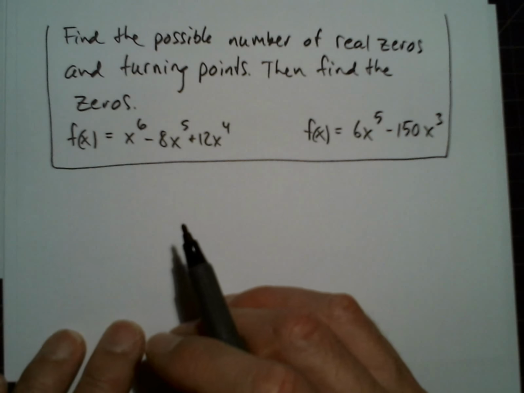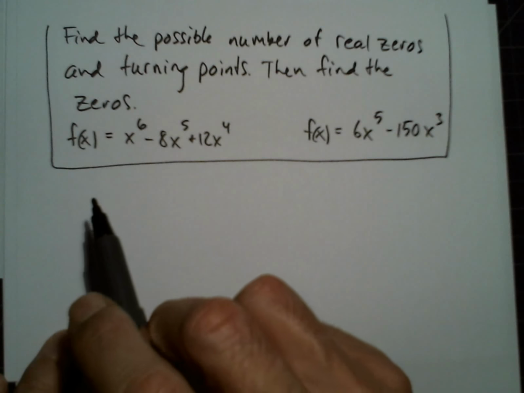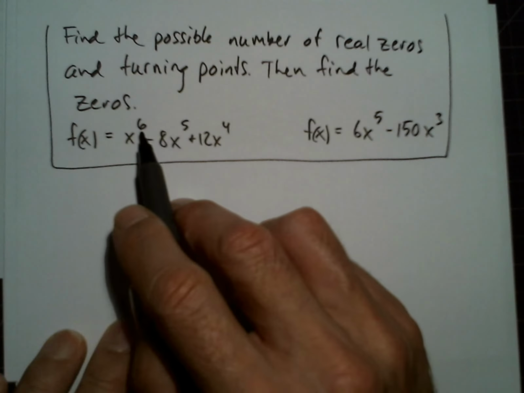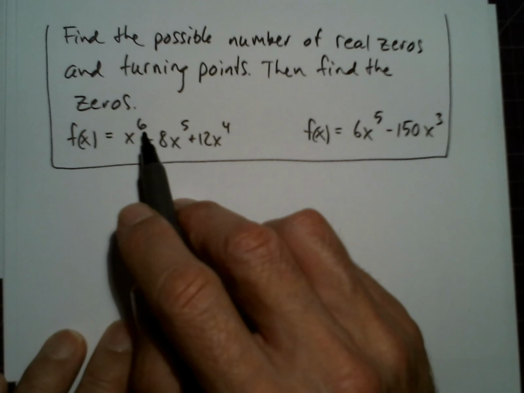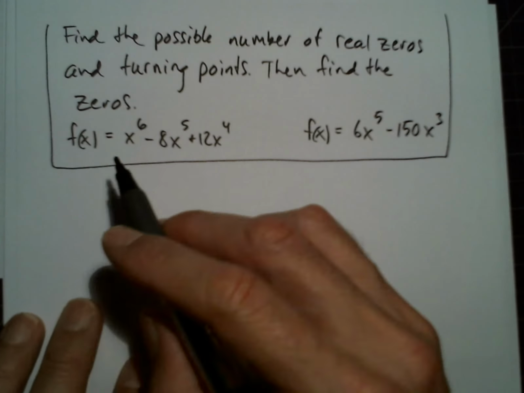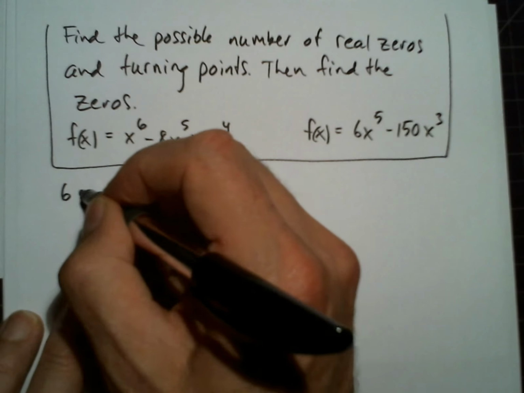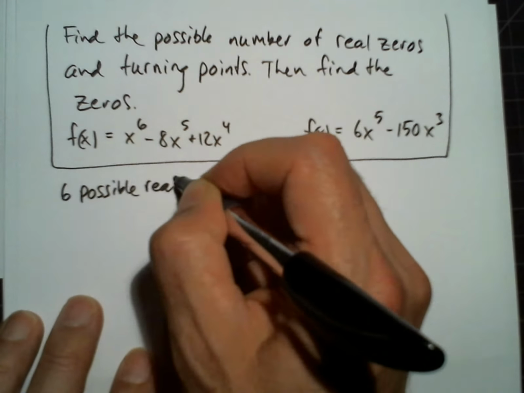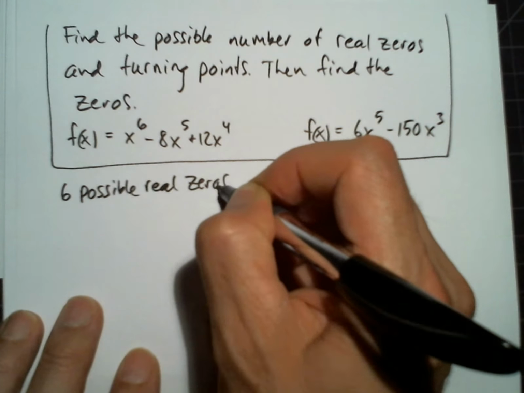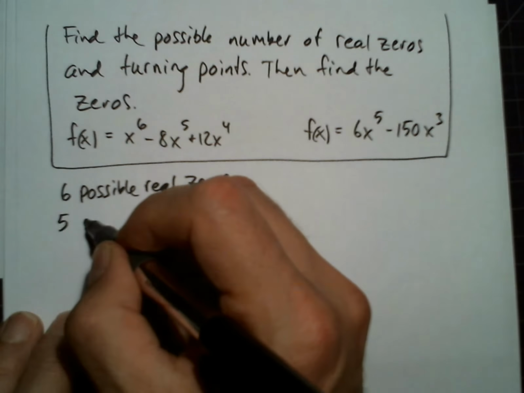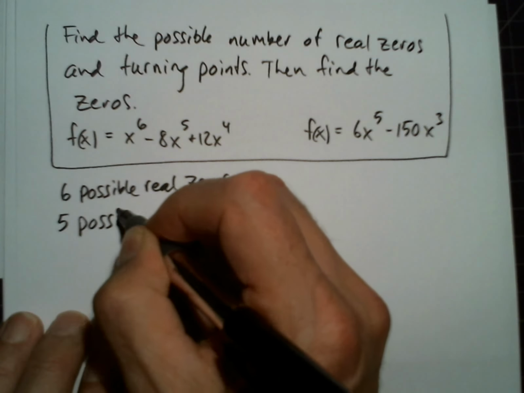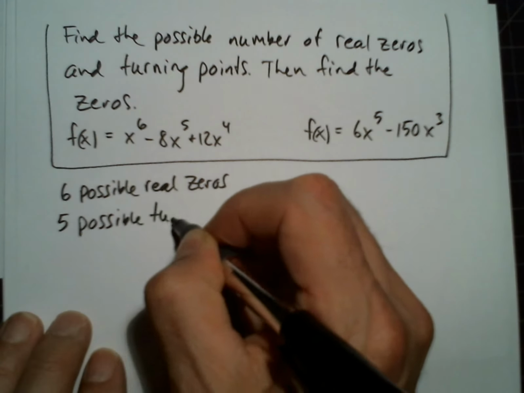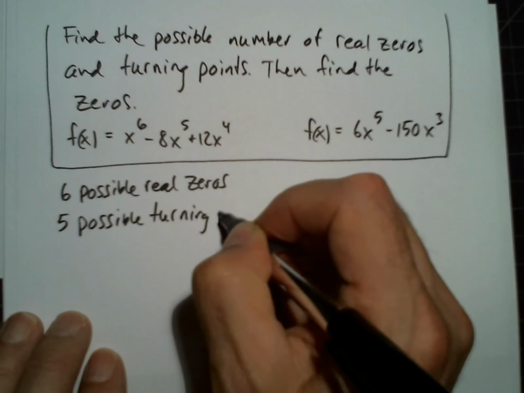Alright, possible number of real zeros is 6. And the possible number of turning points is 1 less than 6, so that's 5. This has 6 possible real zeros and 5 possible turning points.